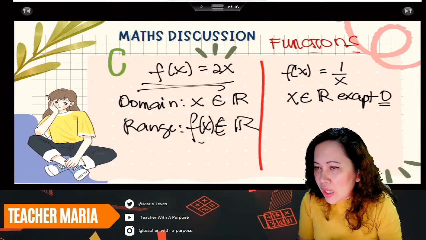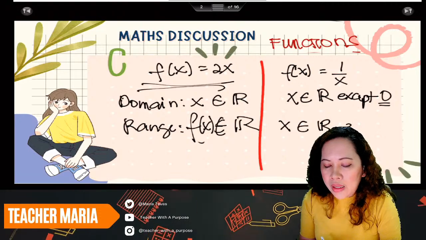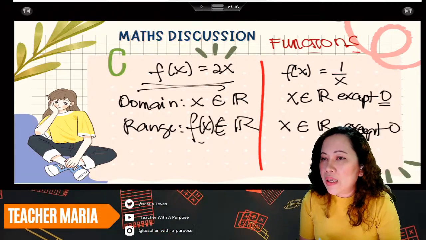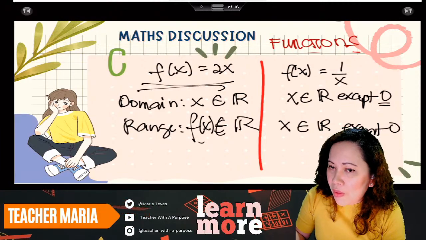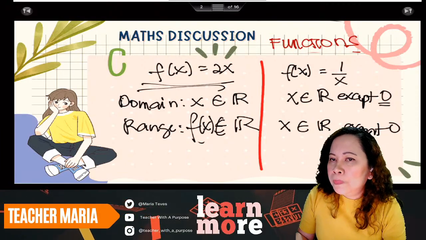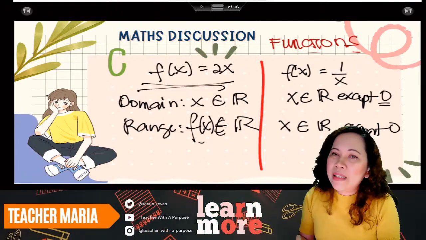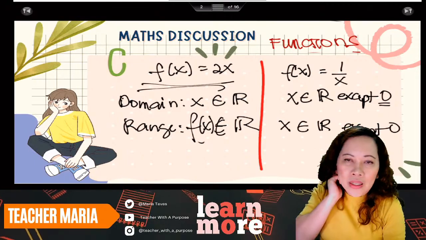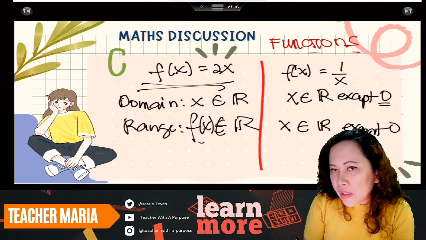Now, your range here will be an element of R except 0 as well. You cannot have a number that is 0 as an answer. Okay, cool. Because the value on top is 1, you cannot have a number that is 0 as well.